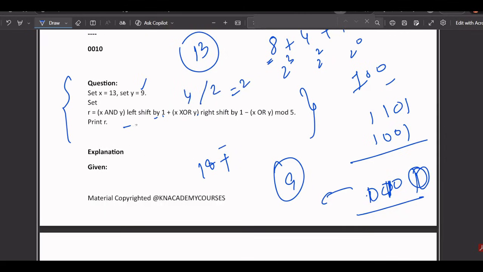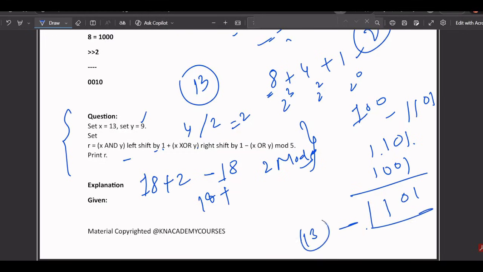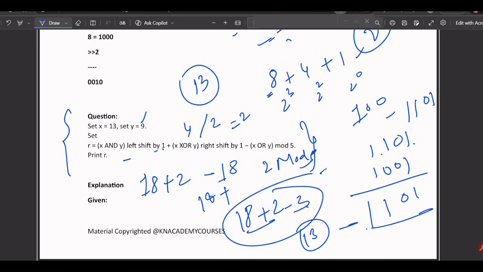So it was 18 plus 2 minus x OR y. So x OR y will be 1101: 1 and 1 is 1, 0 and 1 is 1, and 1 and 1 is 1. So again this is 13. So 13 mod 5: if we do 13 mod 5, it will be 3. So it is 18 plus 2 minus 3, right? So 20 minus 3 is 17.